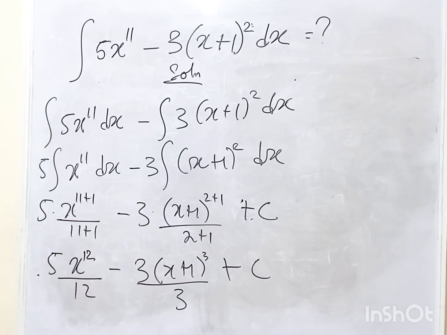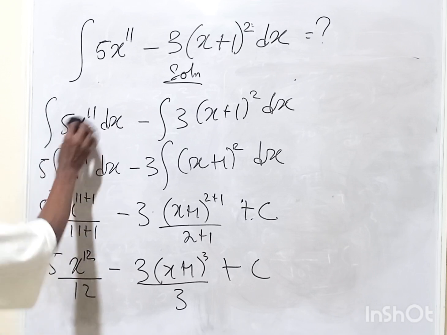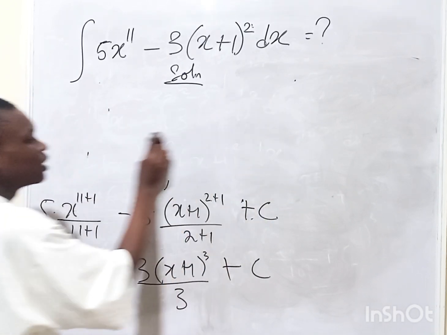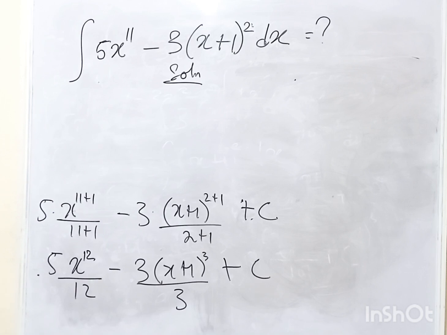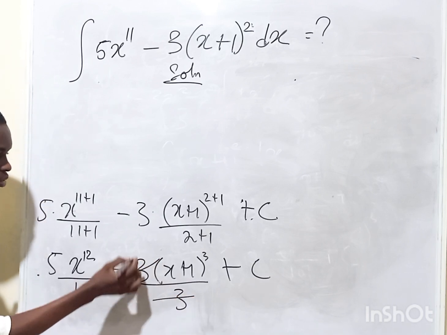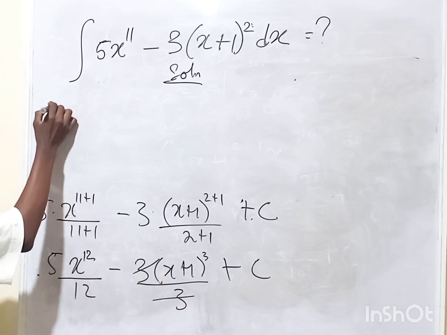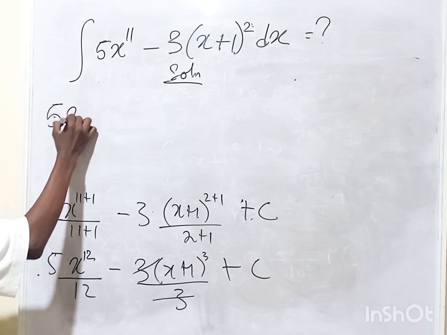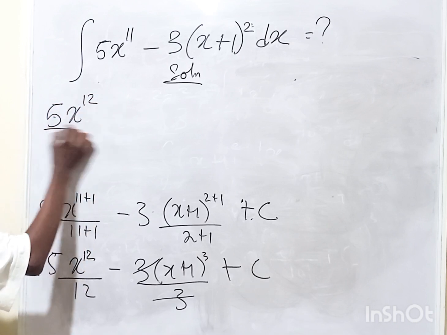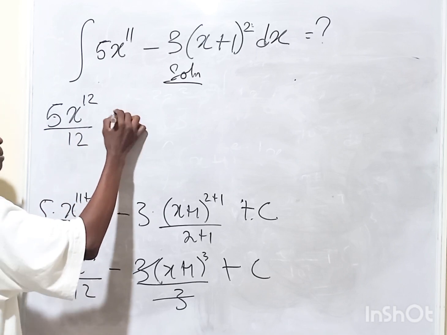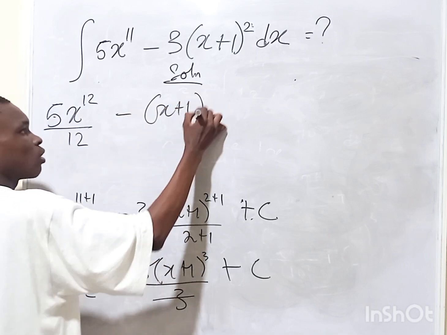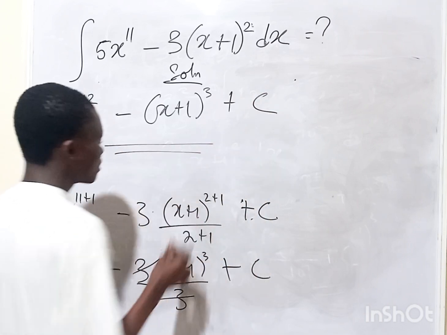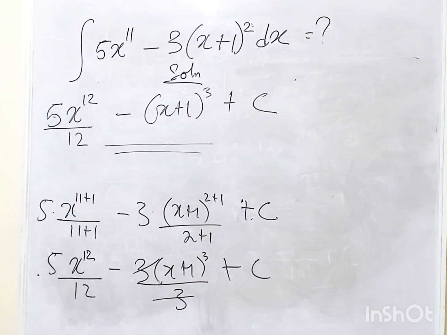All right, so from here, clearly, what can we see? We know that this 3 here can cancel this 3. And we have our final answer to be 5x to the power 12 all over 12 minus (x plus 1) all to the power 3 plus c. And this is the answer to this nice integral.